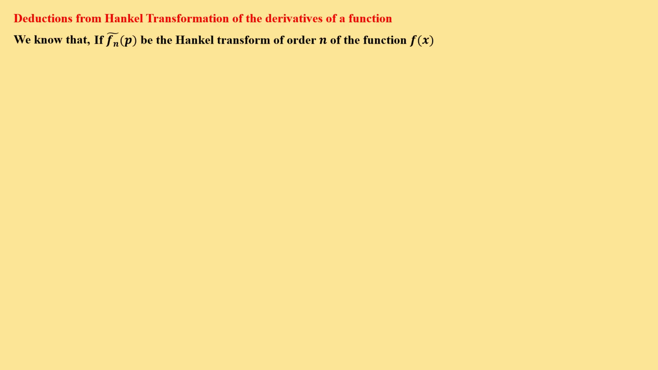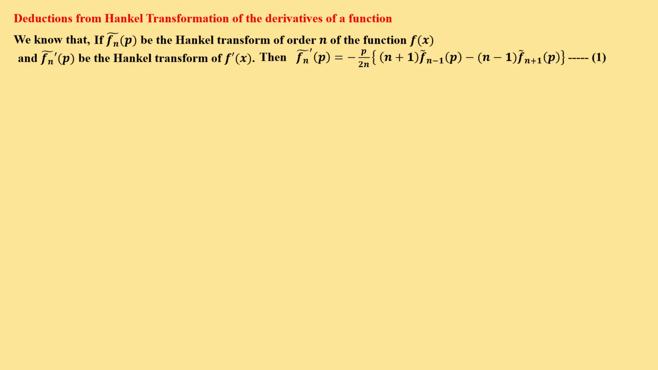We know that if f_n bar of p is the Hankel transformation of order n of the function f of x, and f_n dash bar of p is the Hankel transformation of f dash of x, then f_n dash bar of p is equal to minus p by 2n, (n plus 1) f_(n minus 1) bar of p minus (n minus 1) f_(n plus 1) bar of p. That is equation number 1.